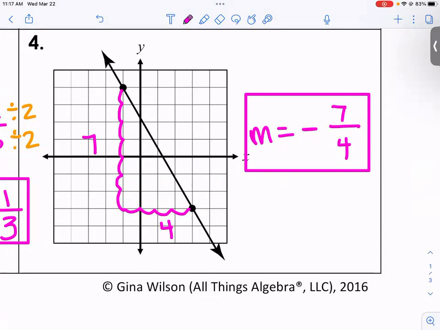I do not want that changed. I want our fractions to stay improper if they're improper. So don't change this. I want it to be -7/4. Why don't we change it? Because with slope, I need to see the rise over run. If you split it into a mixed number, I can't see the rise and run.